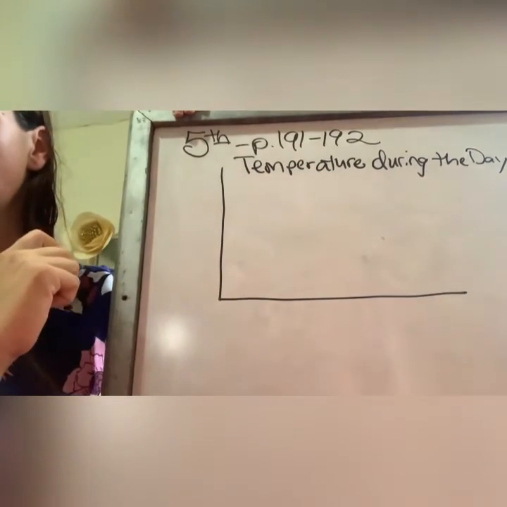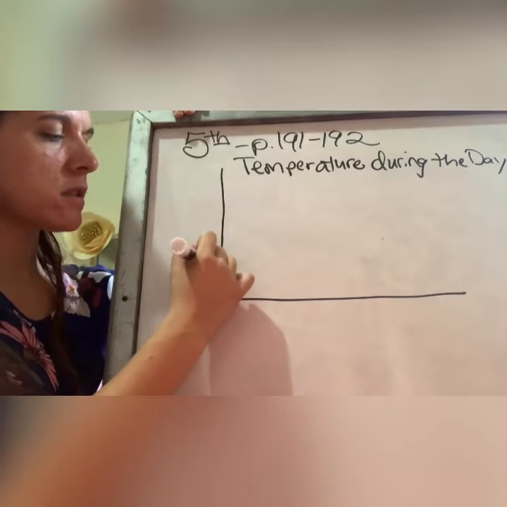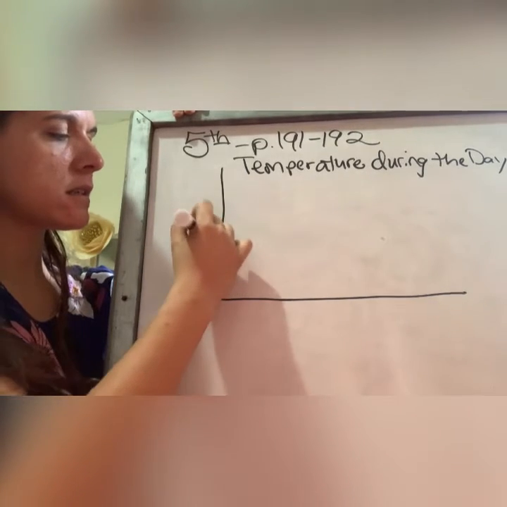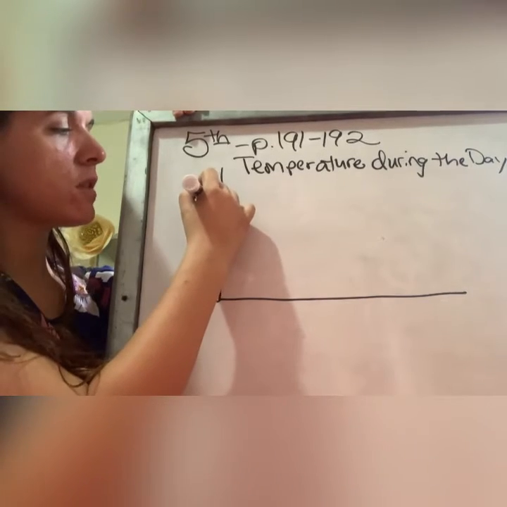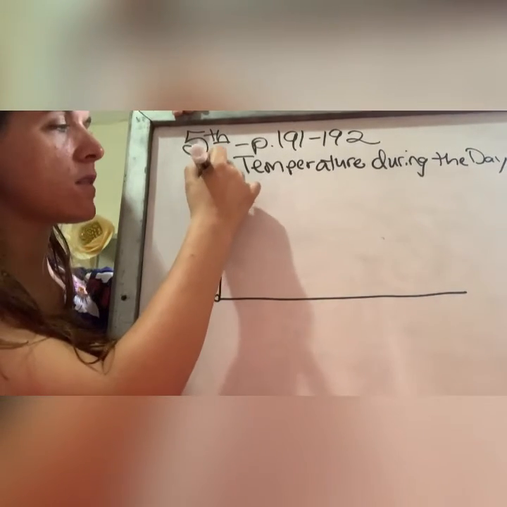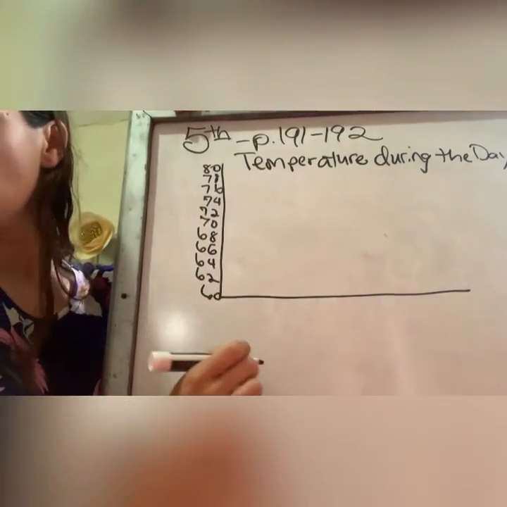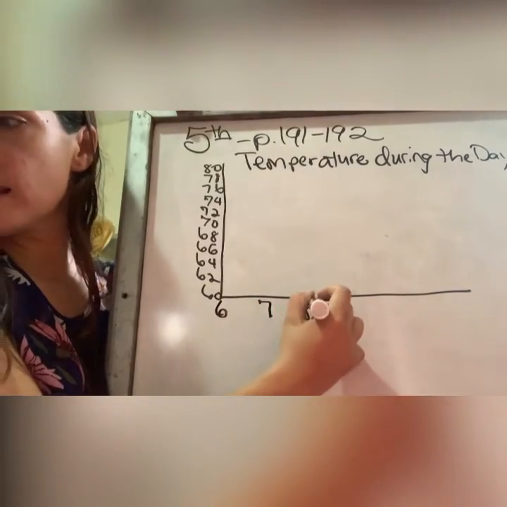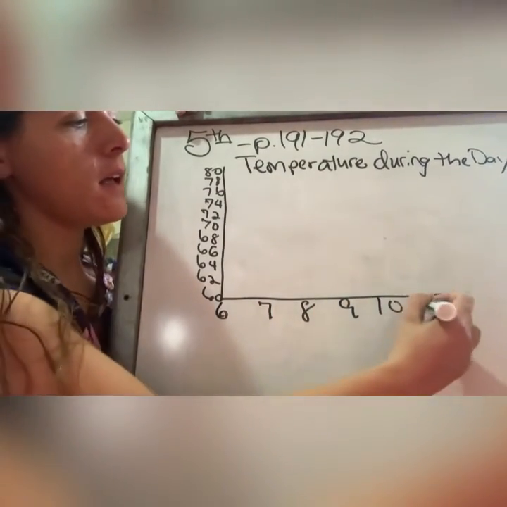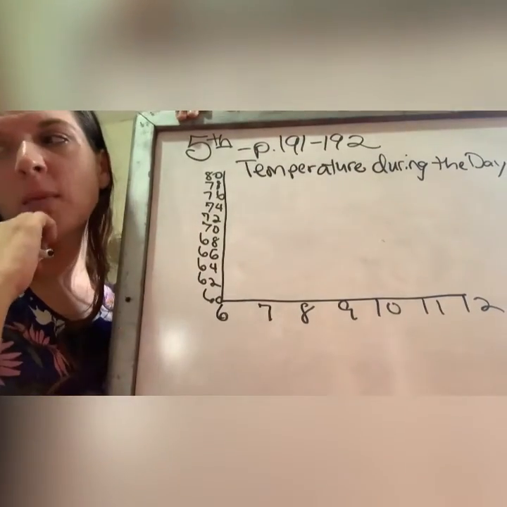Let's go all the way up. You're counting by 2 every time. 60, 62, 64, 66, 68, 70, 72, 74, 76, 78, 80. Good. I have room. Okay, then we have 6 p.m., 7, 8, 9, 10, 11, 12. And you're going to do the rest anyway, so we're going to stick right there.